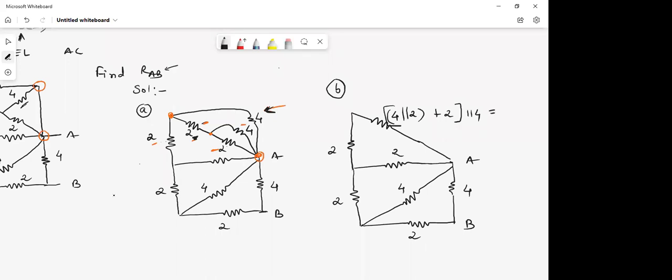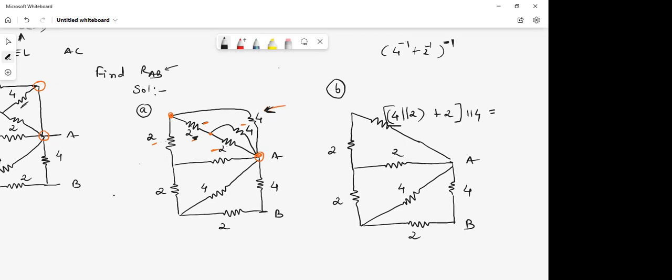Now you calculate this combination. 4 parallel 2 plus 2 parallel 4. पहले 4 parallel 2 कैलकुलेट करो. 4 inverse plus 2 inverse, ब्रैकेट इनवर्स.